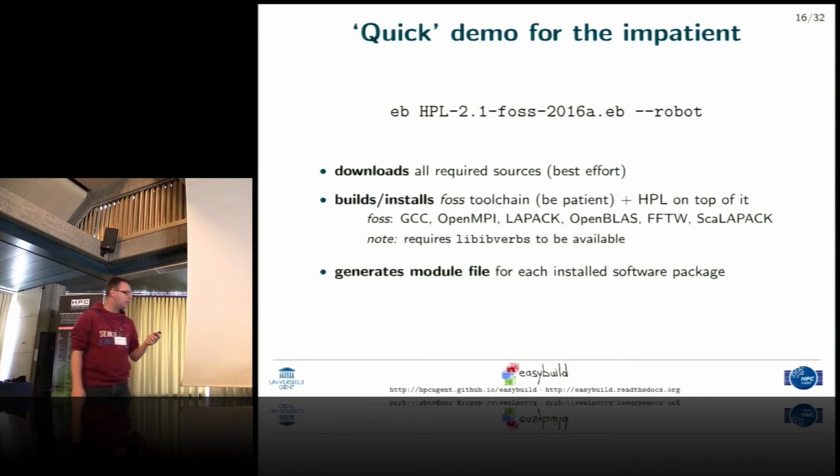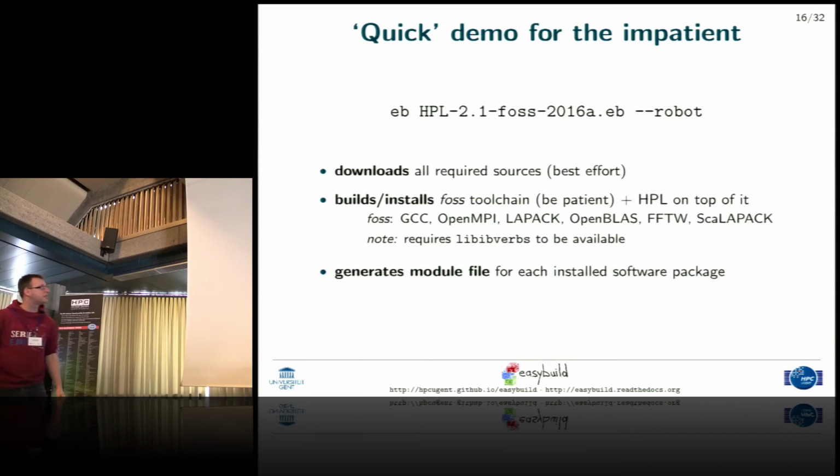Okay, so I want to do a quick demo here. Let's hope the Wi-Fi still works. What I'm going to show you is how EasyBuild works. We have the main eb command, and we specify the name of an easyconfig file it knows about. This will tell EasyBuild to build the HPL Linpack benchmark, the latest version 2.1, and to use this compiler toolchain, which we call foss. foss is for free and open source software, because all the components in it are open source software: GCC, OpenMPI, LAPACK, OpenBLAS, and so on.